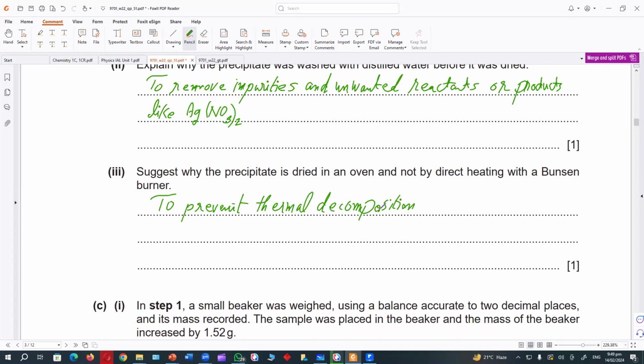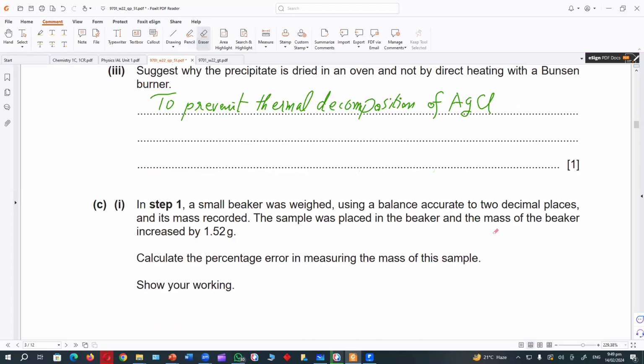To prevent thermal decomposition. In step 1, a small beaker was weighed using a balance accurate to 2 decimal places and its mass recorded. The sample was placed in the beaker and the mass of the beaker increased by 1.52 grams.